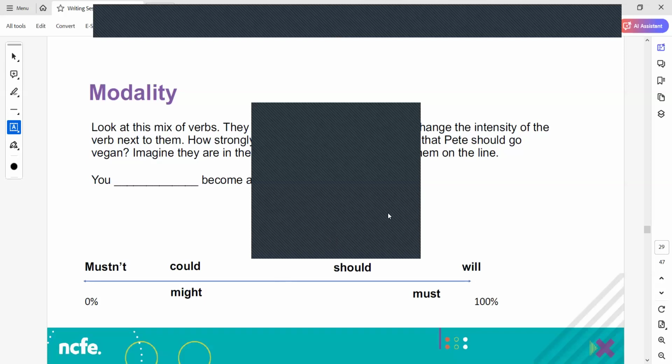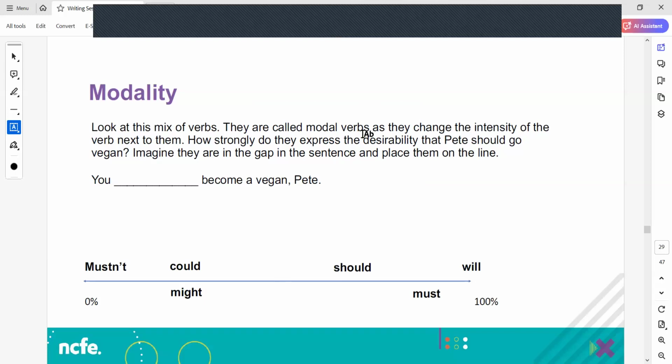Again, I'm just going to mute because it's quite noisy. So, any questions about how the verb choice, the modal verbs, can change the likelihood of the verb or the intensity of the verb?